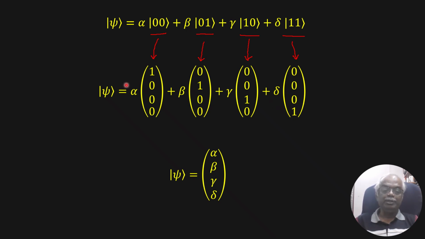So if you multiply these by alpha, beta, gamma, and delta, and add them, you will get psi equal to: first one alpha, next one beta, third row gamma, and fourth row delta. So you will get the matrix form, ket psi is equal to alpha, beta, gamma, delta. And you remember this column matrix, which we are going to use at a later stage.